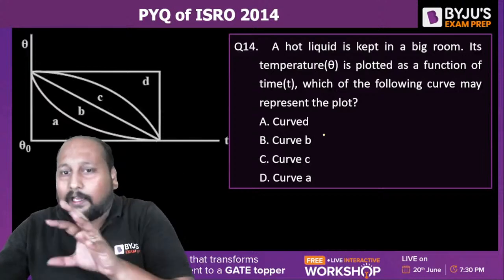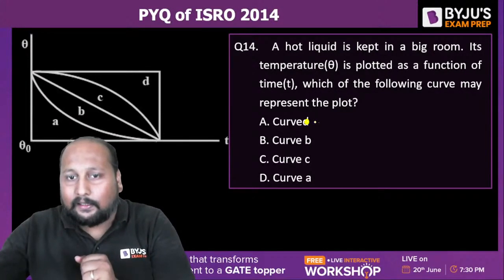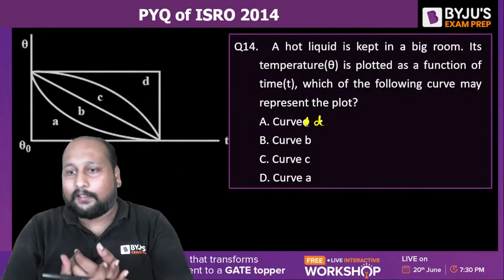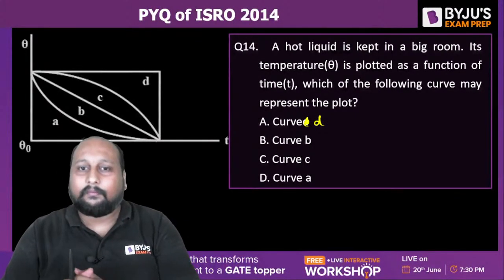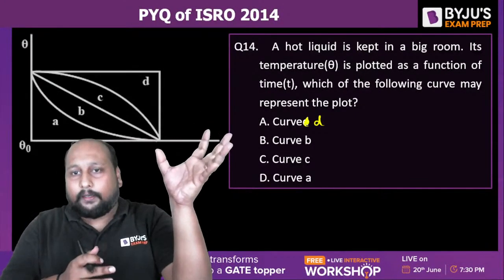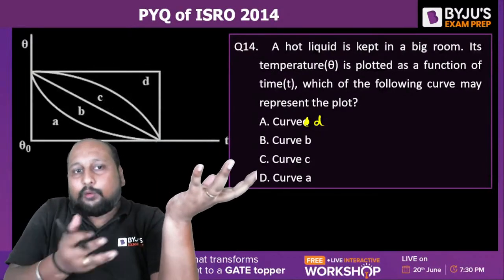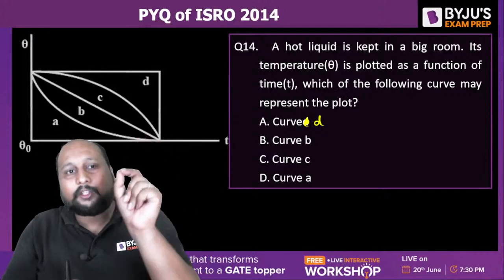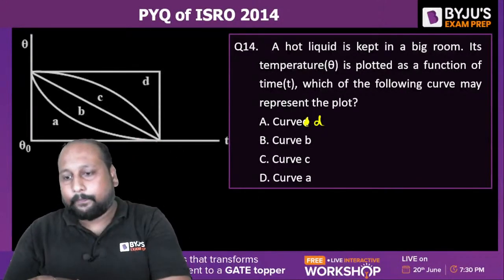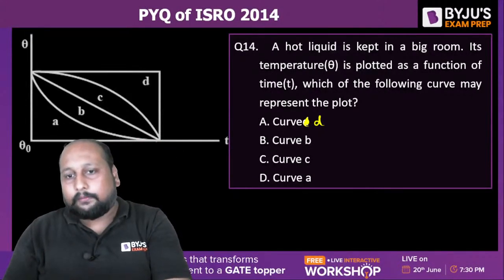This is not curved. Theek hai? Ye curve D ki baat kar raha hai. It is not curved. Okay. Curve D, curve B, C or A. There is a hot liquid kept in a big room and it is losing heat. Right. So which of the profile is telling us about the temperature gradient? Temperature profile kya bata raha hai? A, B, C or D.